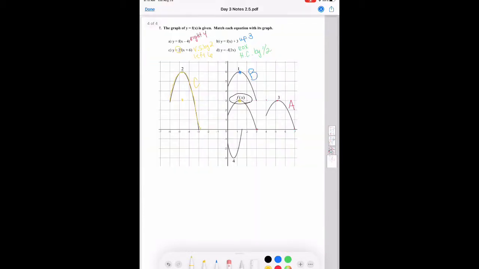So this vertical stretch and horizontal compression will look similar. They're both going to make the graph look more narrow. And so we see that the only graph that has been reflected is this graph here. And notice it does look skinnier, as it should. So this is a good match for D.